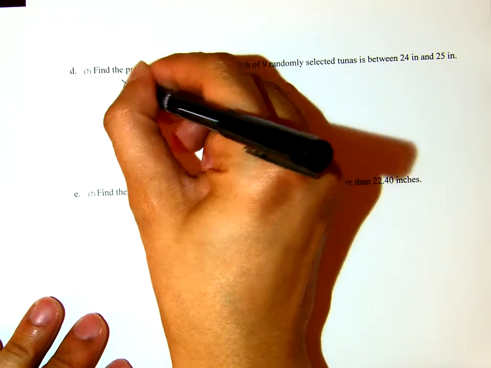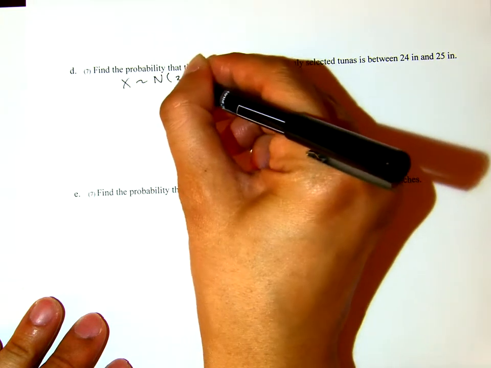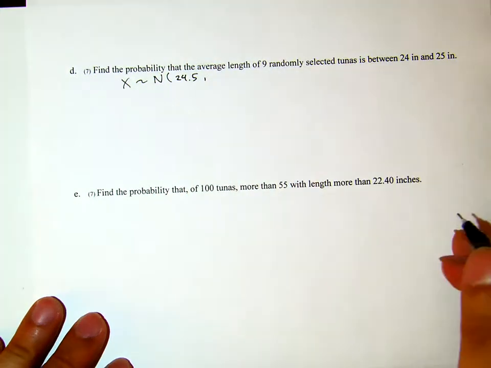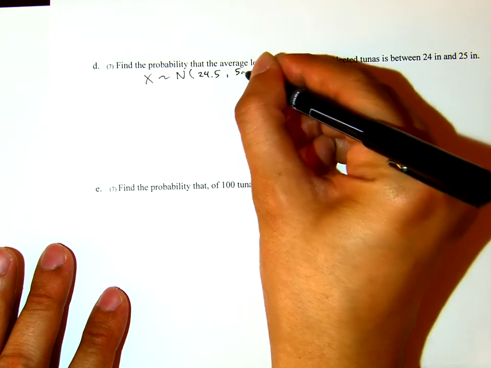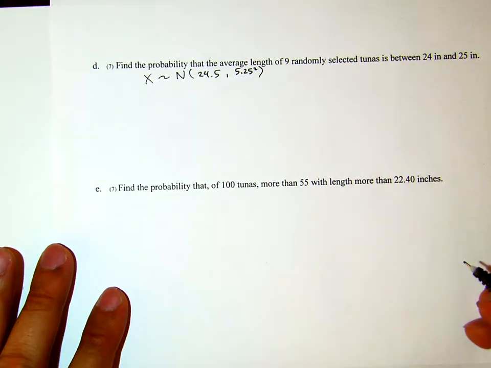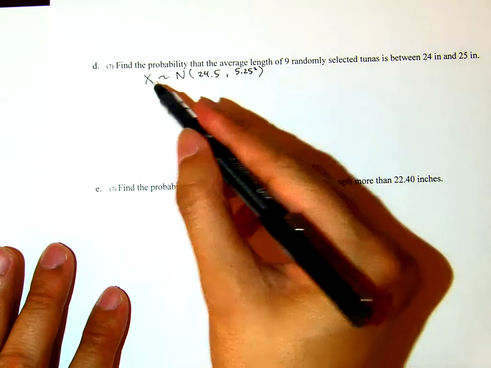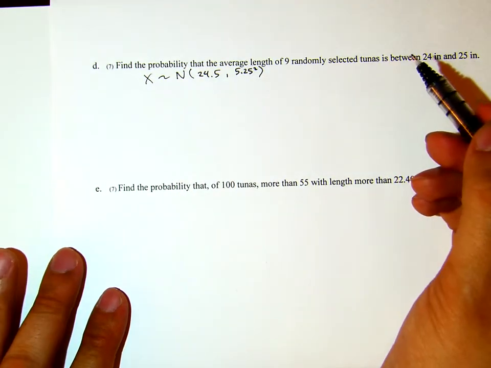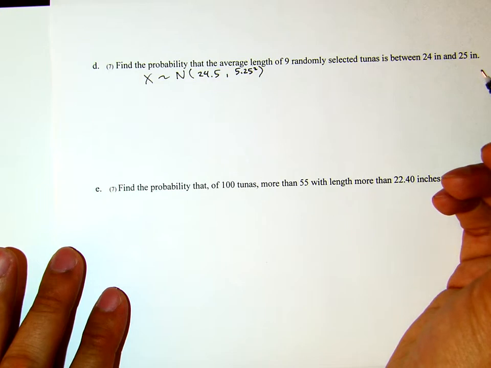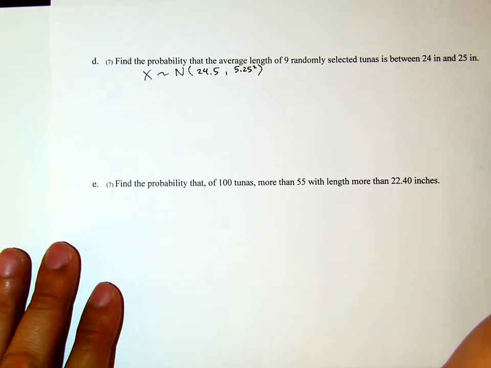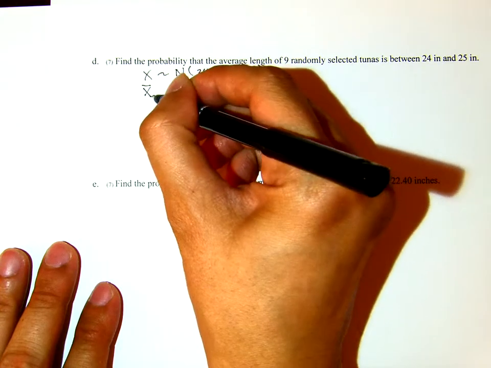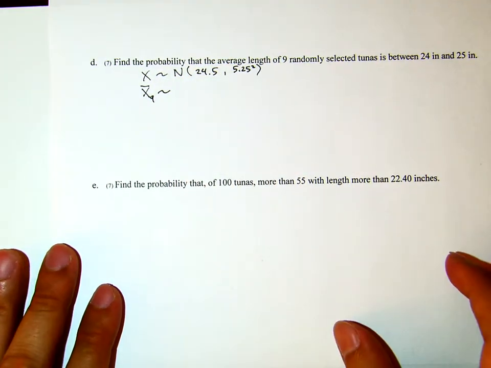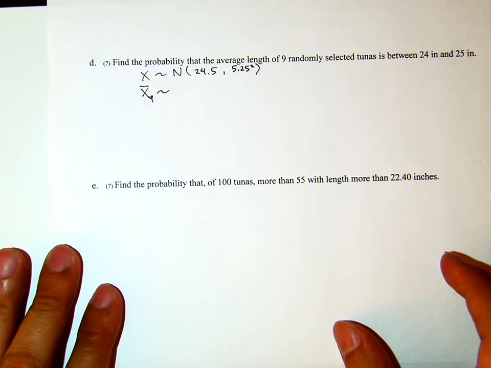Then x is normally distributed with mean 24.5 and standard deviation 5.25, right? I make it square to get the variance. Now the question is find the probability that the average length of 9 randomly selected tunas is between 24 inches and 25 inches. We are talking here about the average length of 9 tunas, right? Notation wise that will be x bar 9. That's the random variable of the average length of 9 tunas.